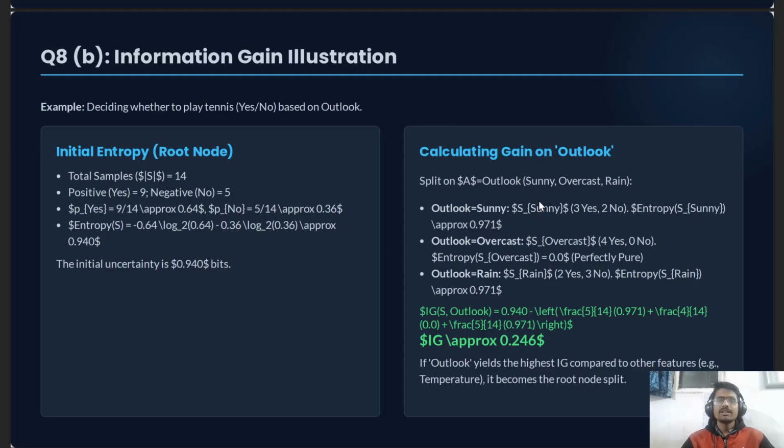Calculating gain on outlook: split on outlook, sunny, overcast, and rain. Outlook sunny is 2 yes and 3 no, outlook overcast is 4 yes and 0 no, and outlook rain is 3 yes and 2 no. If outlook has the highest IG compared to other features, for example temperature, it becomes the root node split.